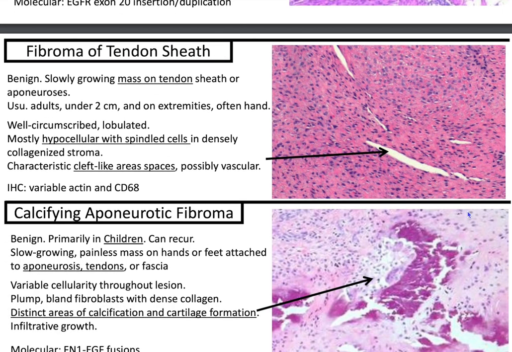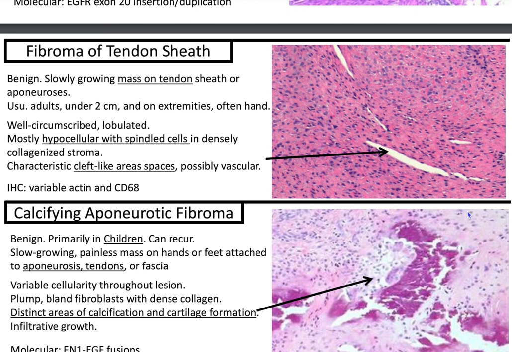Fibroma of tendon sheath. This is a benign, slowly growing mass on the tendon sheath or aponeurosis, usually in adults, under 2 centimeters and on extremities, often the hand. It's well circumscribed and lobulated, and at least clinically, your differential would be tenosynovial giant cell tumor. But histologically, you would see giant cells, hemosiderin, and mixed inflammatory cells in the tenosynovial giant cell tumor.